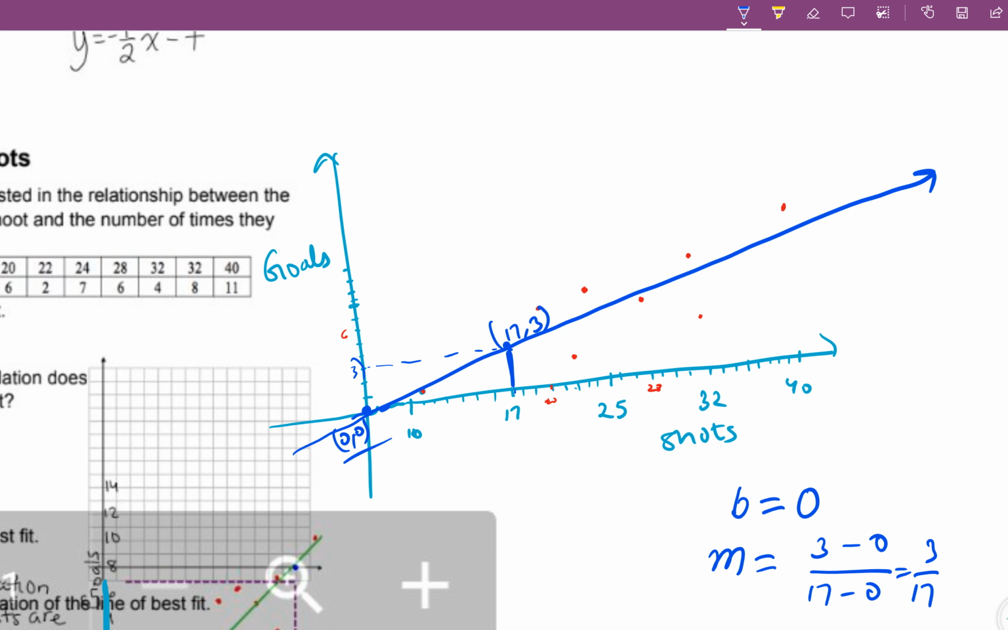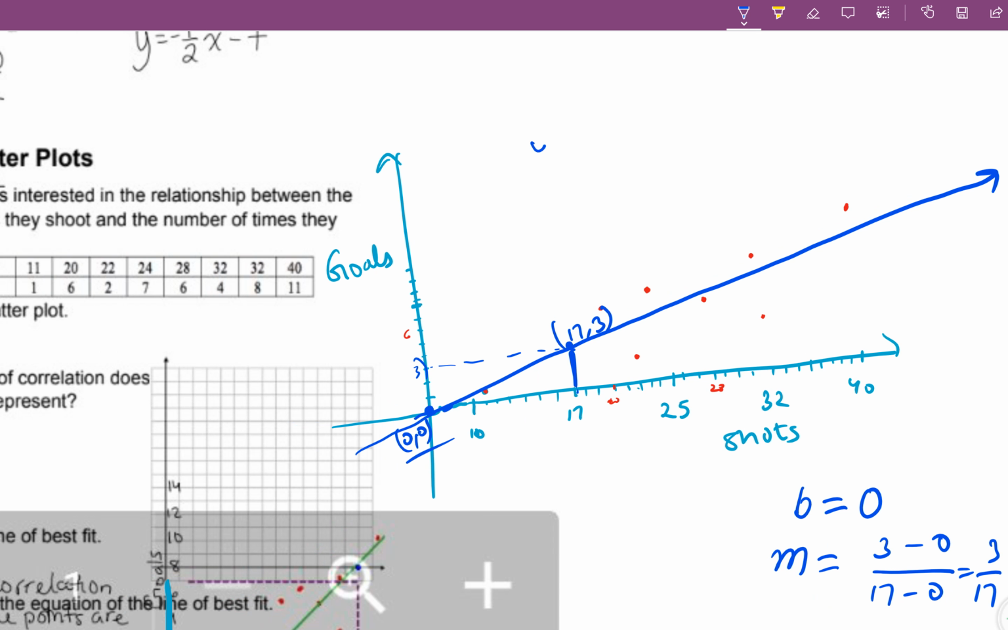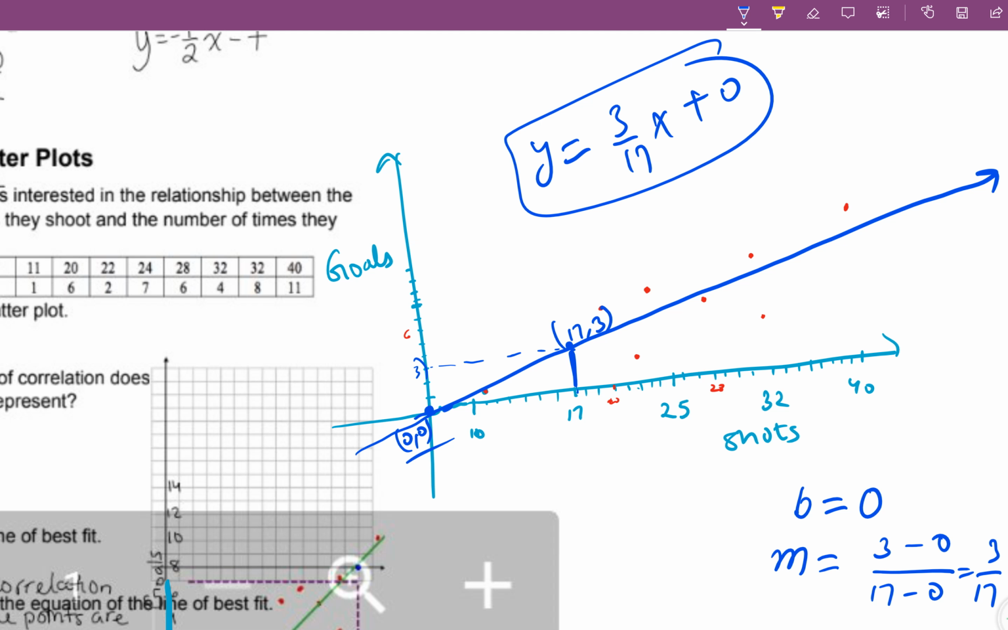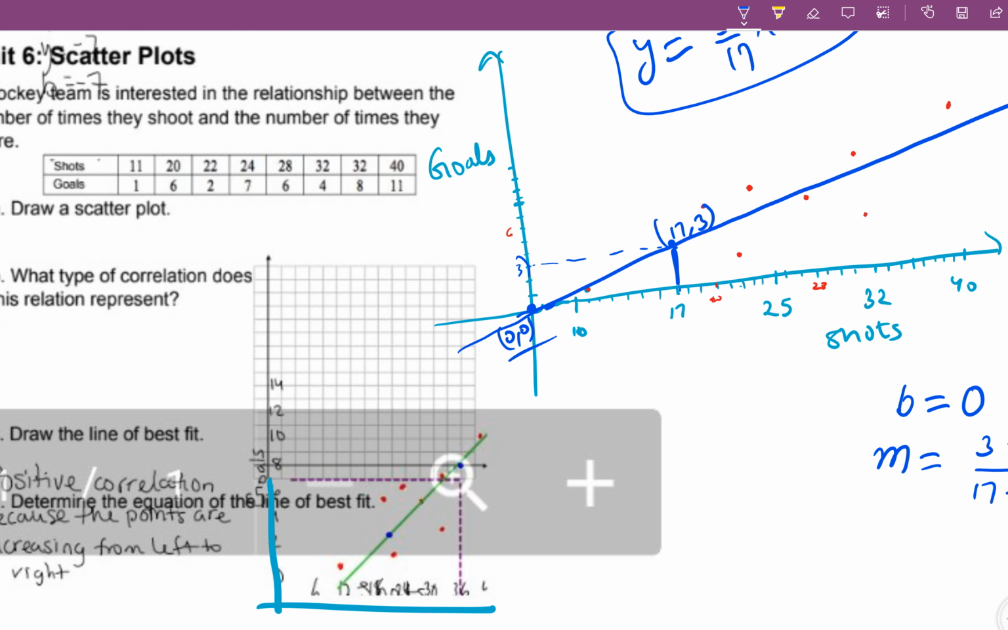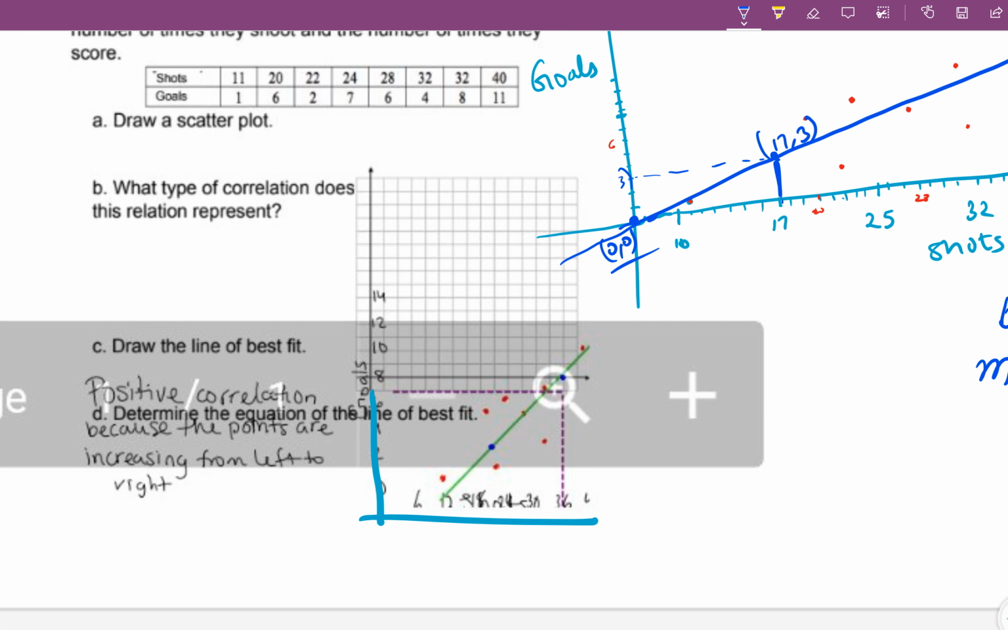That's my slope. So the equation of the line is going to look like y equals slope times x plus the y-intercept, which is 0. So you don't have to write plus 0, but that's the line. The equation of the line of best fit. So here we go.